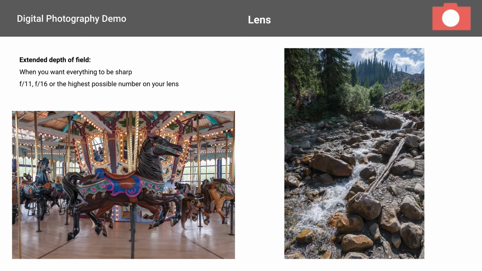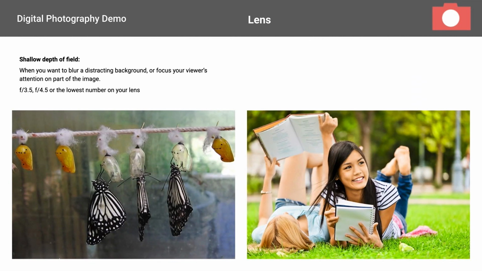Extended depth of field, when you want everything to be sharp, you're going to use a smaller lens opening. So remember, larger number, smaller opening, more depth of field. Shallow depth of field is great for getting rid of distracting backgrounds.